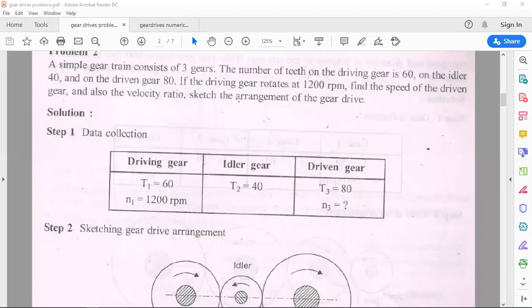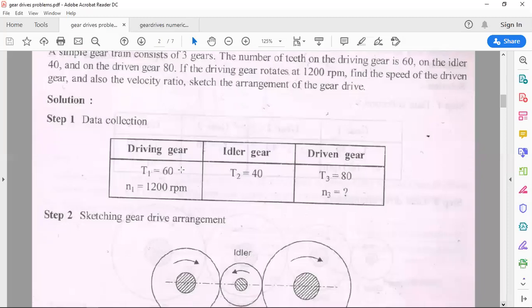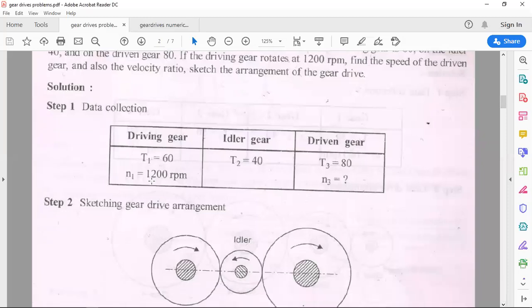Sketch the arrangement of the gear drive, with gear 1, gear 2, gear 3, and the number of teeth like 60, which is a little bit bigger than the 40, and 80, a little bit bigger than the driver gear. So you need to draw it relatively. Once you have the data T1, T2, T3 and N1, you need to find out N3 as well as the velocity ratio.